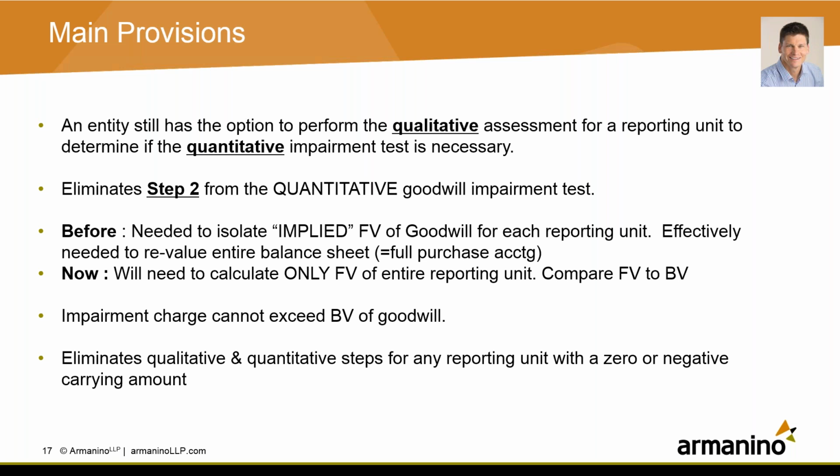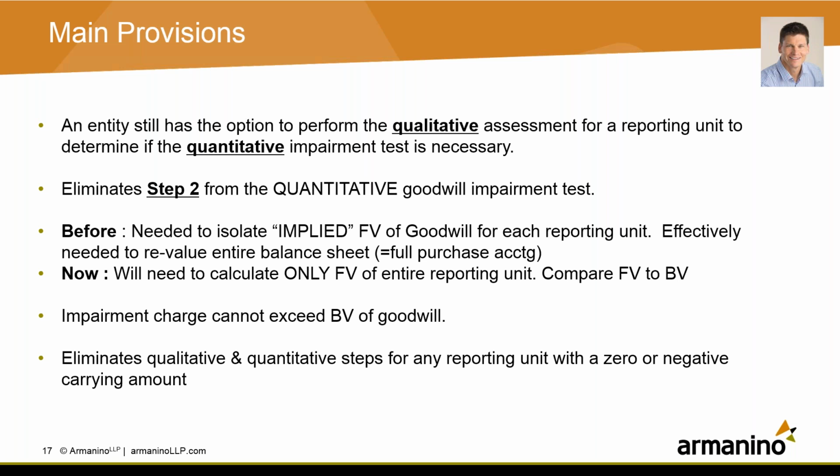But unfortunately, if you did that step and the book value was in excess of the fair value, then you needed to go to step 2, which basically said, okay, now let's calculate the implied fair value of goodwill for that reporting unit. And what that effectively required you preparers to do was re-fair value the entire balance sheet of that reporting unit.